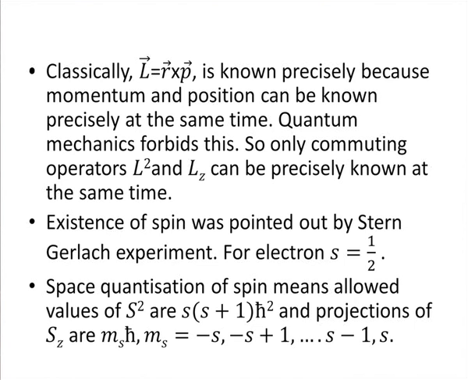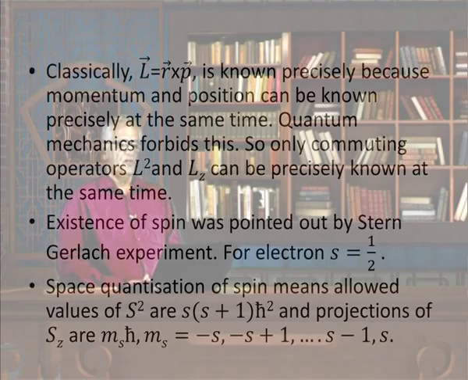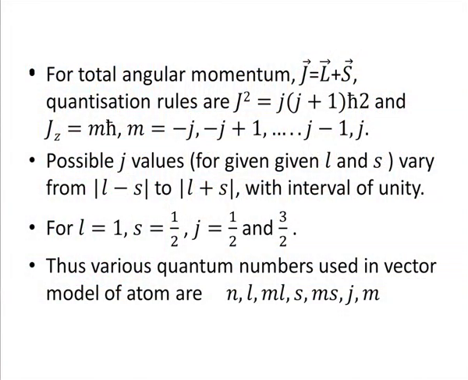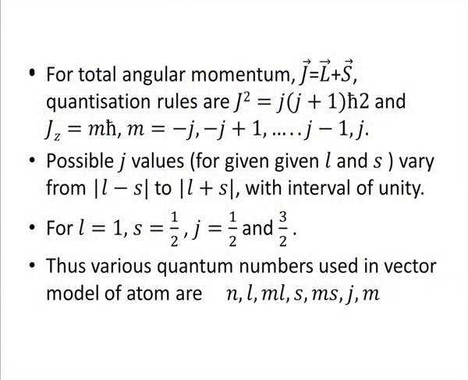For electron, S is equal to half, and space quantization of spin means allowed values of S square are S into S plus 1 h bar square, and the projections of Sz are ms h bar, and ms goes from minus S to plus S spaced by unity. For total angular momentum, J is equal to L plus S. Quantization rules are J square is equal to J into J plus 1 h bar square, and Jz is equal to m h bar. Now, we ask, what are the possible J values for a given L and S?